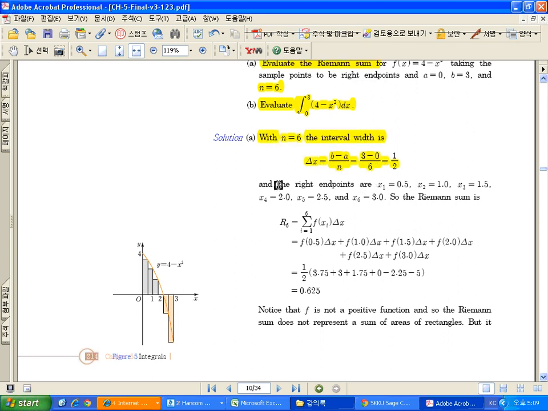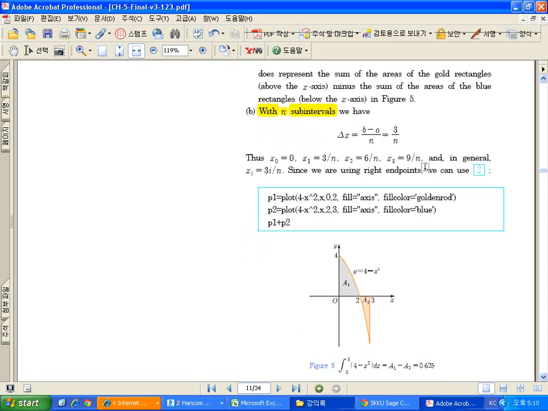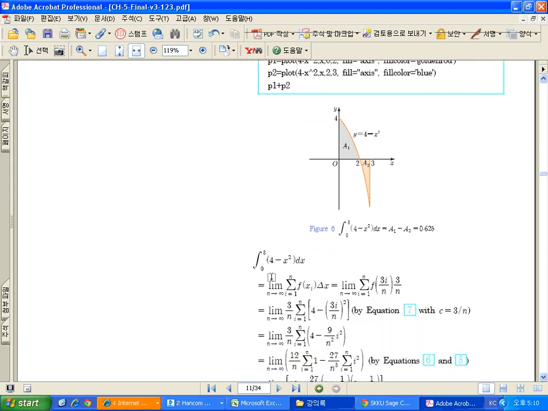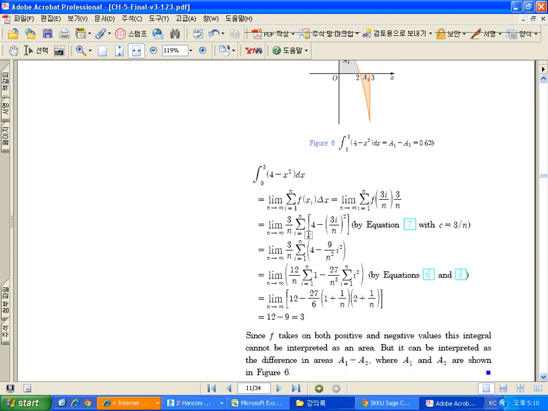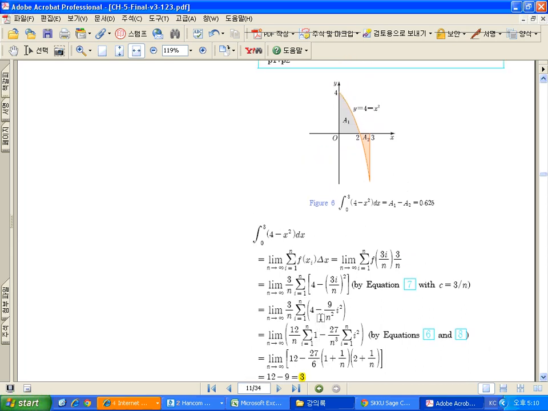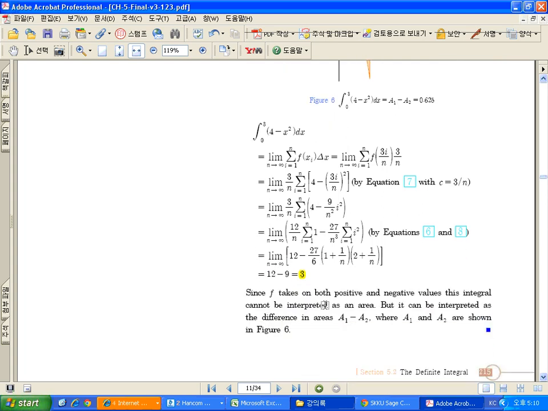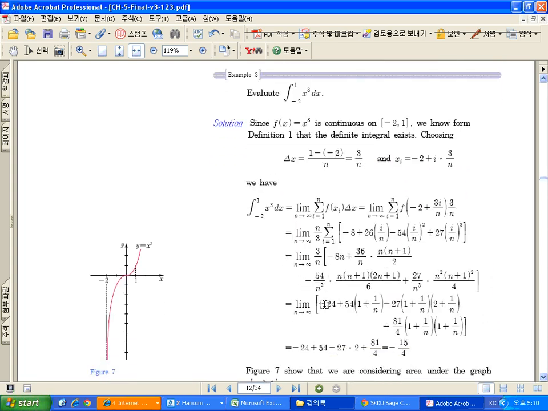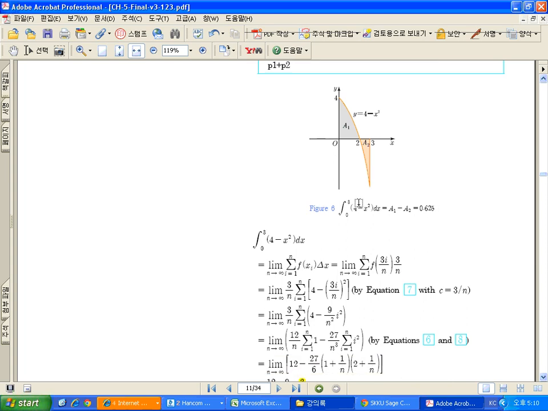We do exactly the same thing we did to find the 0.625: with n we find the intervals, and then follow the integration with the definition of the Riemann sum. Then we have 3, and we have 0.625, so the error exists. This is shown in figure 6. The area is 0.625 by subtracting.